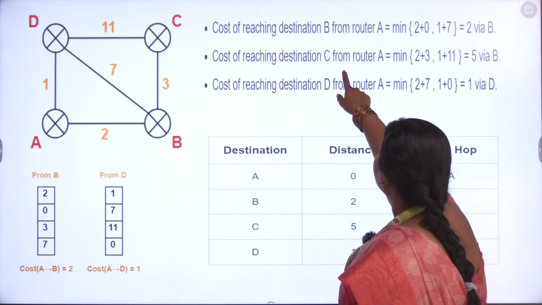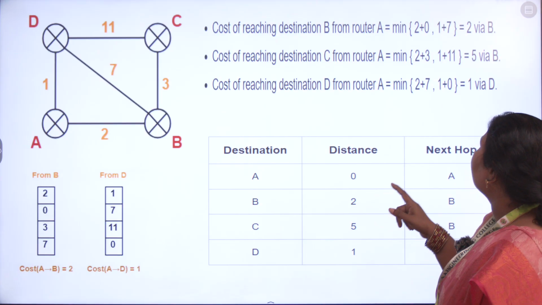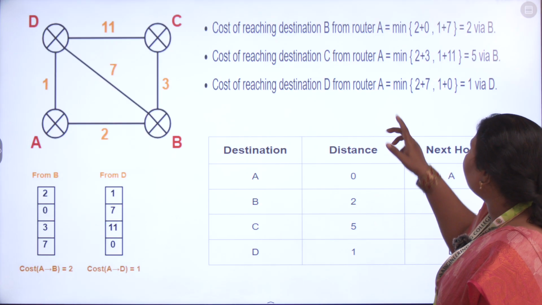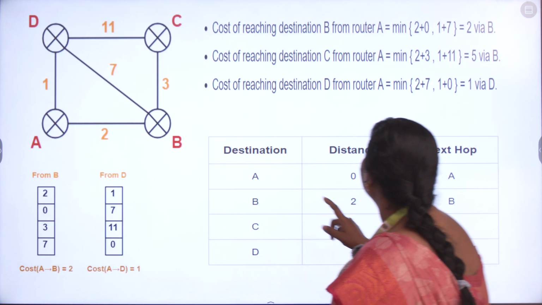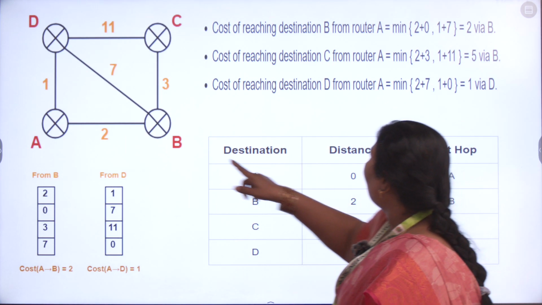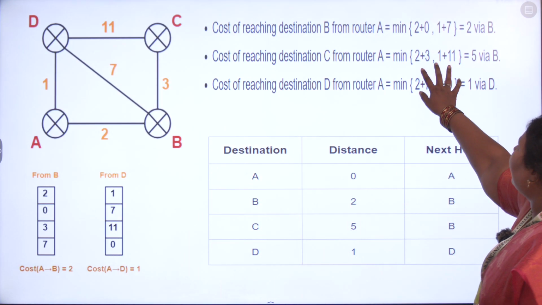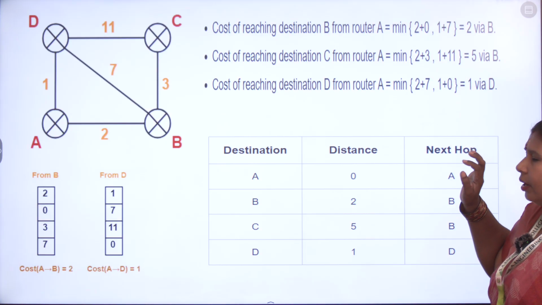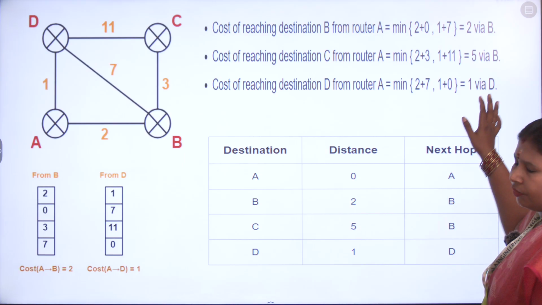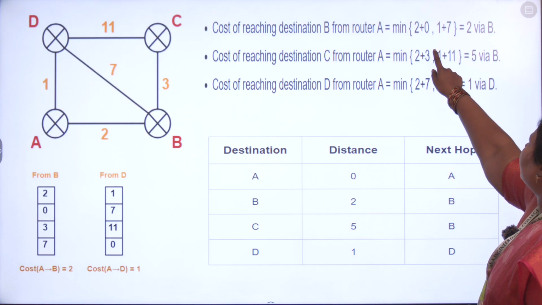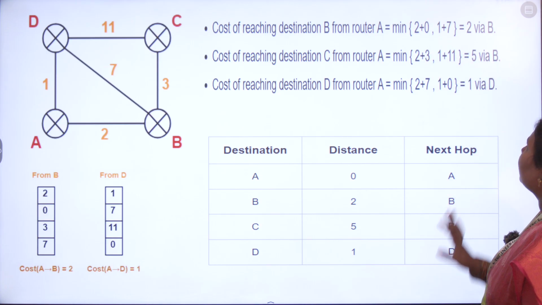Cost of reaching destination C from router A. From router A, what is the cost to reach the destination C? The first one is 2 plus 3, and another one is 1 plus 11 to reach C. By comparing these two values, whichever is the least, you take it as the cost for the shortest path. For example, 2 plus 0, 2 is the smallest cost, so you have it as 2.